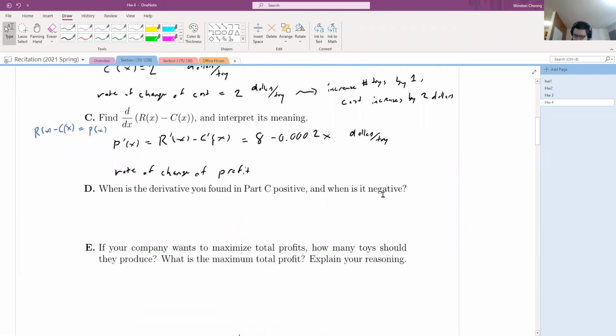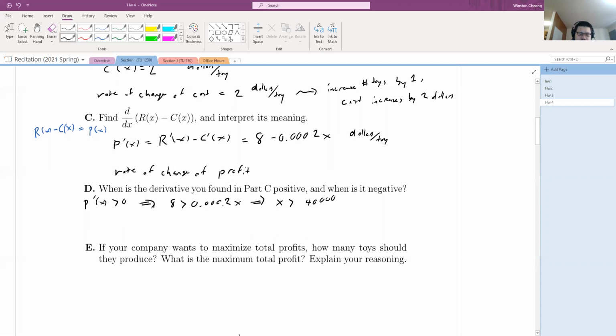So D, when is the derivative that you found positive and when is it negative? So, okay, I'm writing it like that. Sure, I'll write it like that. So P prime, when is it positive? Well, that's going to happen when, so I would say this is greater than 0, and then you just move it to the other side. So you get 8 is greater than 0.0002x, which, well, then you multiply over or divide over. X has to be greater than 40,000.